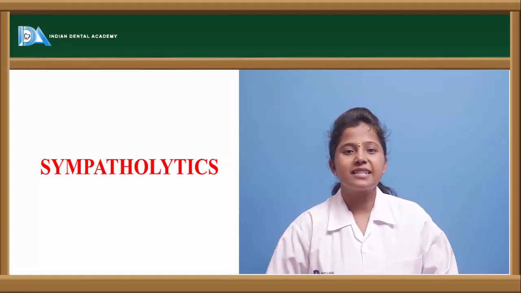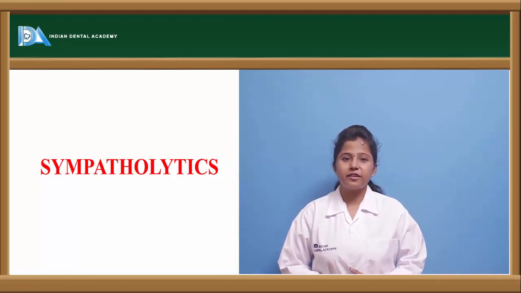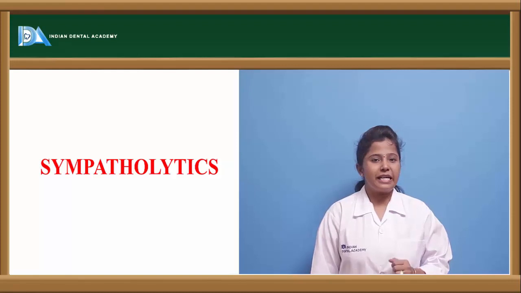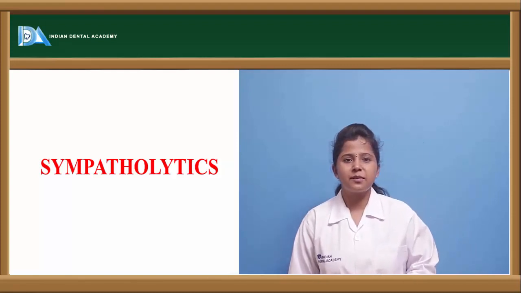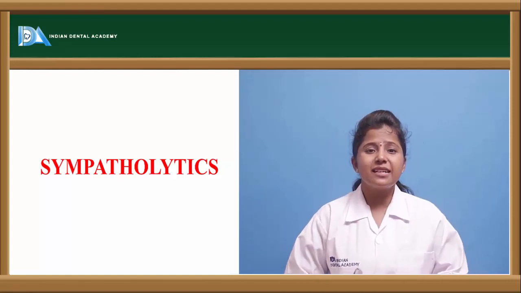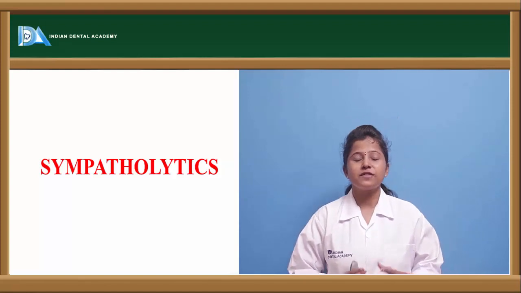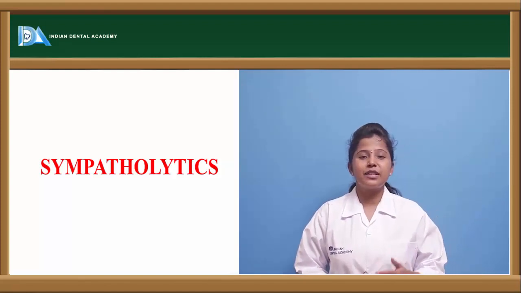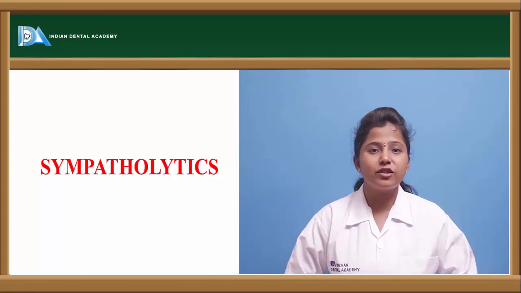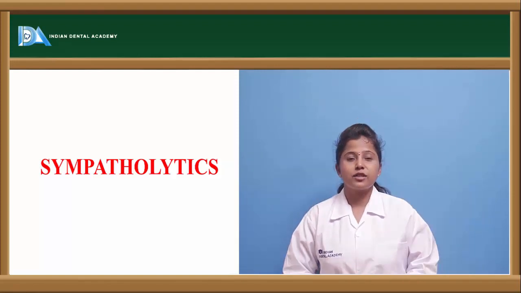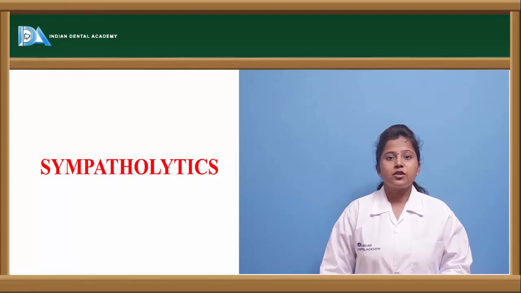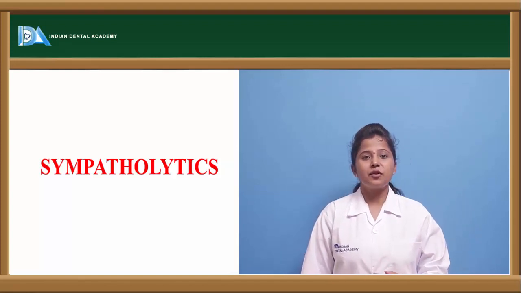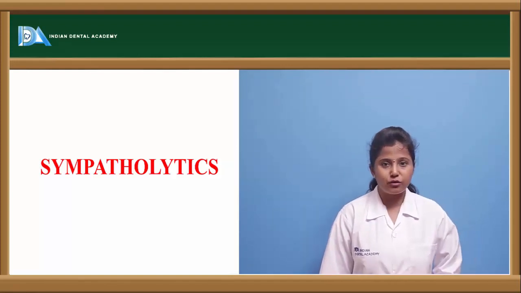In this class, we'll discuss one of the topics of the adrenergic system, that is sympatholytics. In the previous class, we discussed sympathomimetics. These are the drugs which mimic the action of the sympathetic nervous system. So let us see the sympatholytics. We can also call them adrenergic antagonists. Let us see the mechanism, or pharmacology, of these drugs.